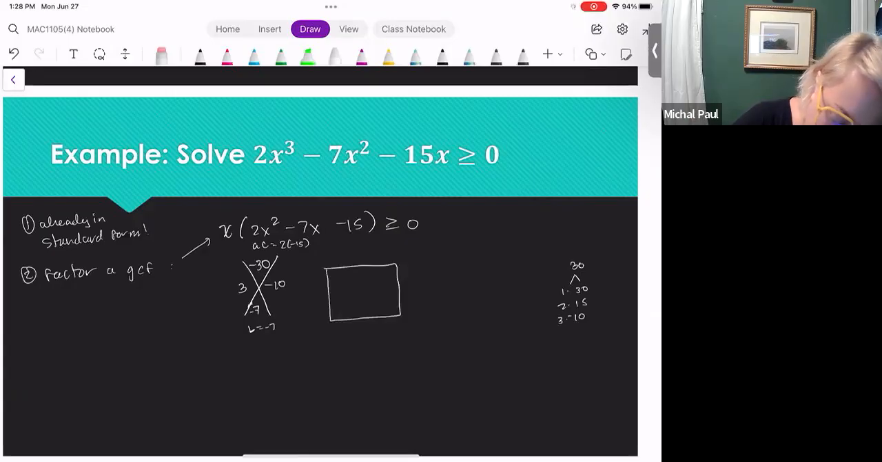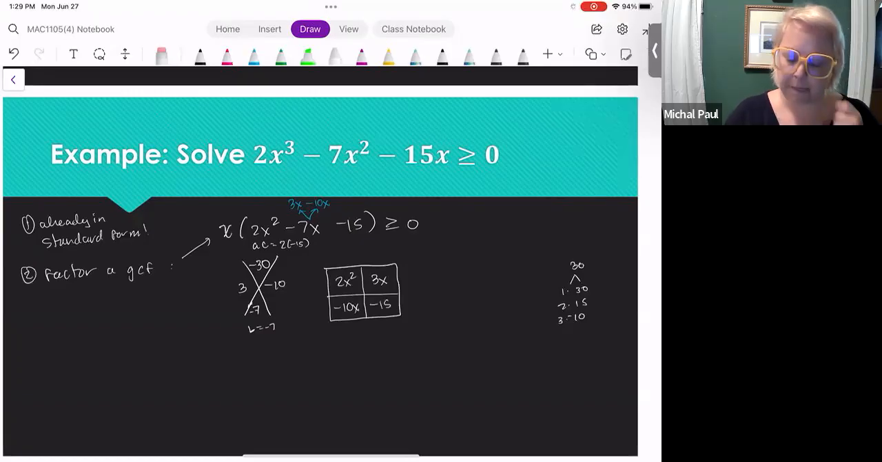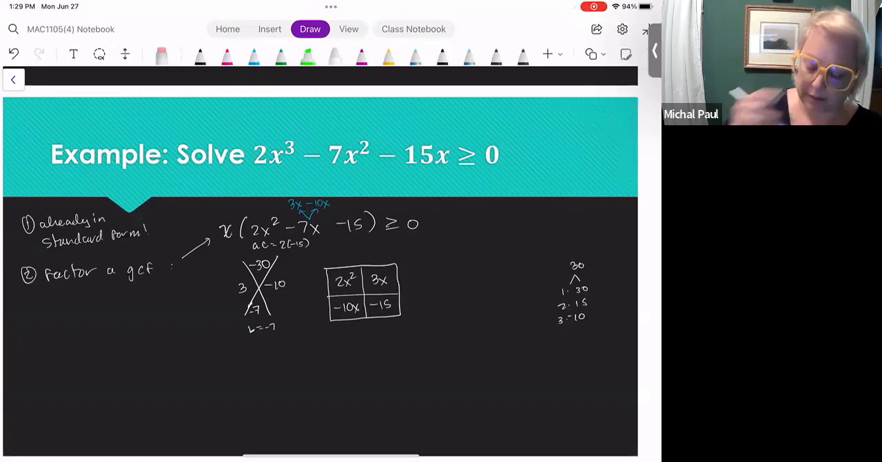I use that to split my middle term into a sum of 3x and negative 10x. And that's what I'm going to sort into my boxes, giving me 2x squared plus 3x minus 10x minus 15. And now factor each row and column in order to determine the length times width of this rectangle.